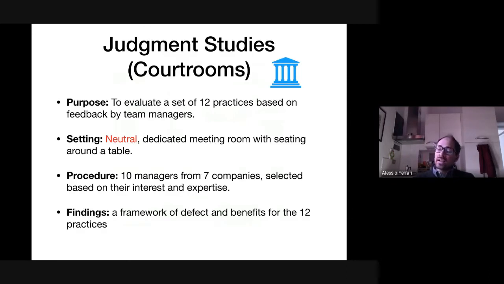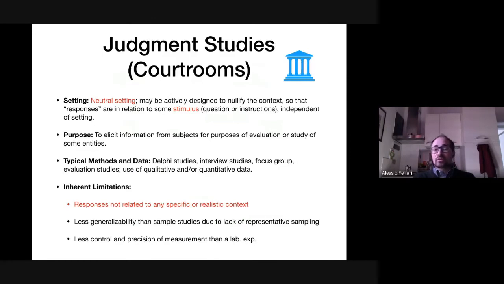So I select in this case the people that do the judgment. The setting is neutral, so we want to nullify the context. We are speaking about general cases, so it is important that I select people from different companies, because I want to cover as much context as possible. I want to generalize independently of the context.